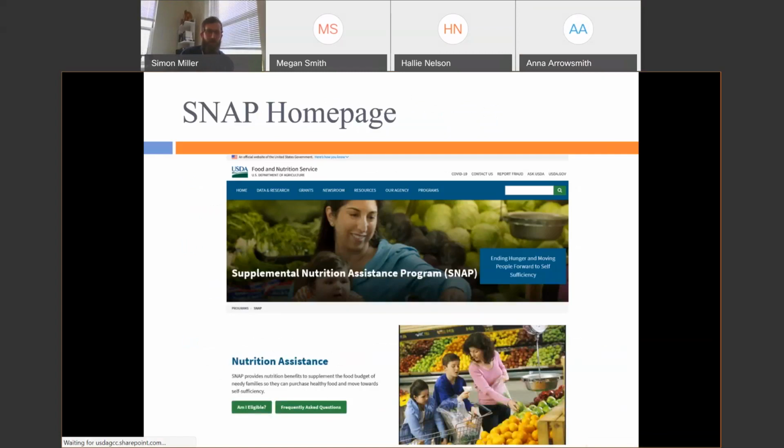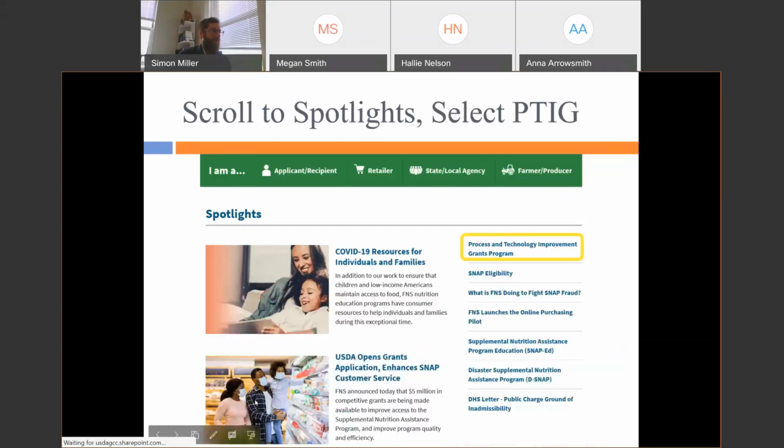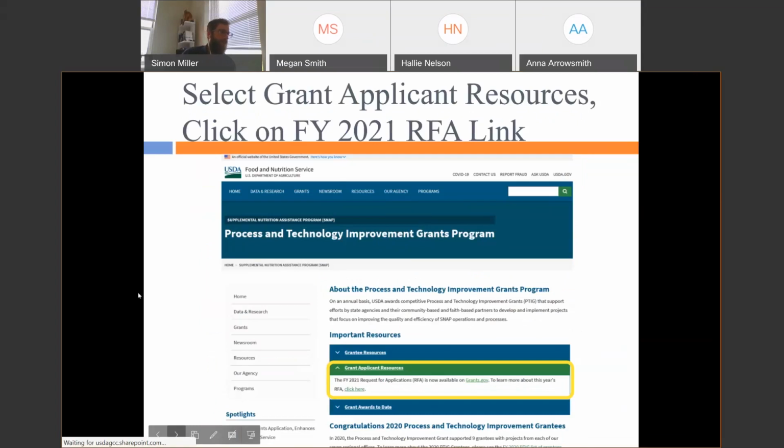So before we take any final questions as we start to near the end of the presentation, I just wanted to show you how to navigate to the PTIG webpage on the FNS website. Starting from the FNS homepage, you can see the screenshot here. From there, you can scroll down on the page and you'll see under Spotlights, the Process and Technology Improvement Grants Program. Click on that, and you'll be taken to this new page.